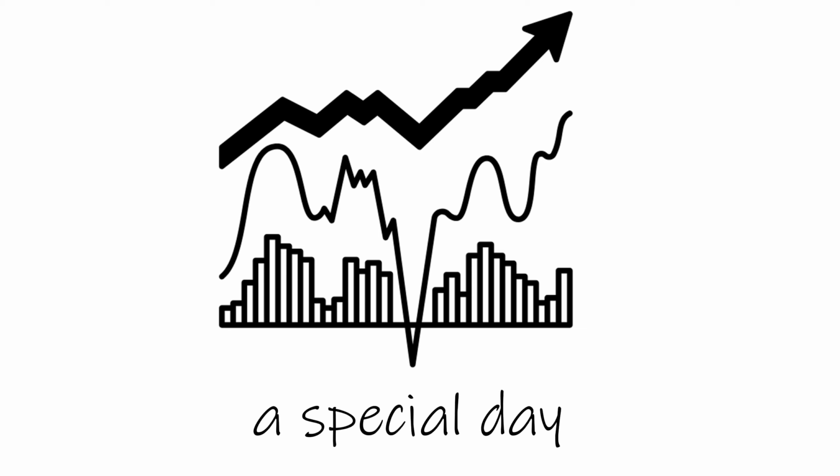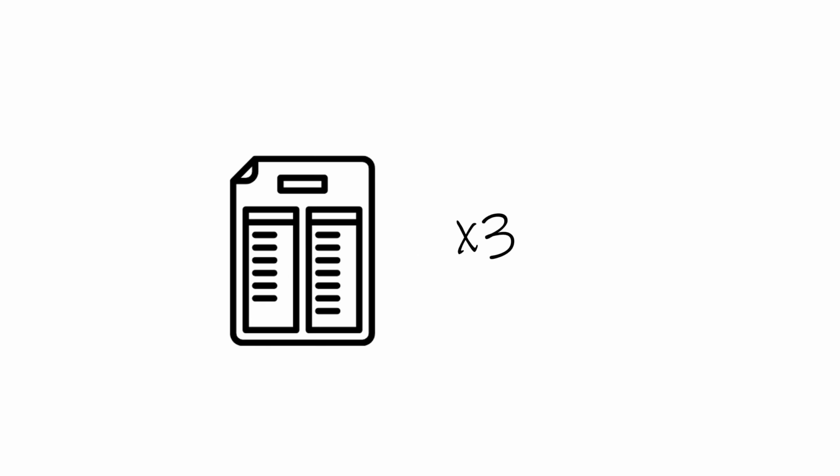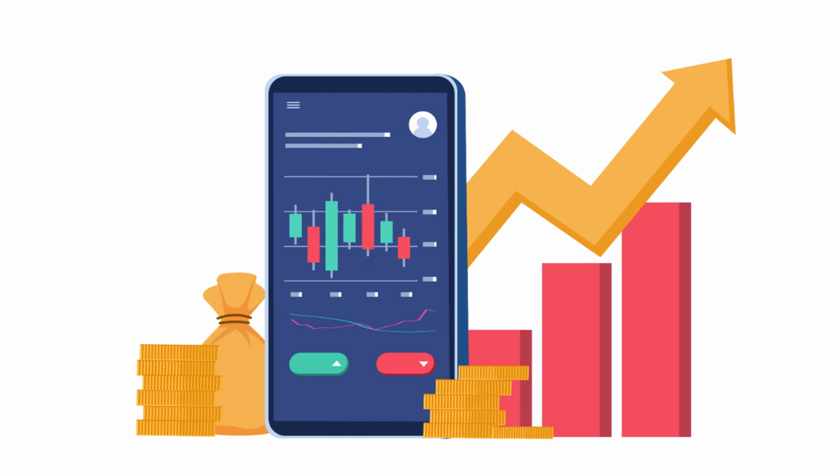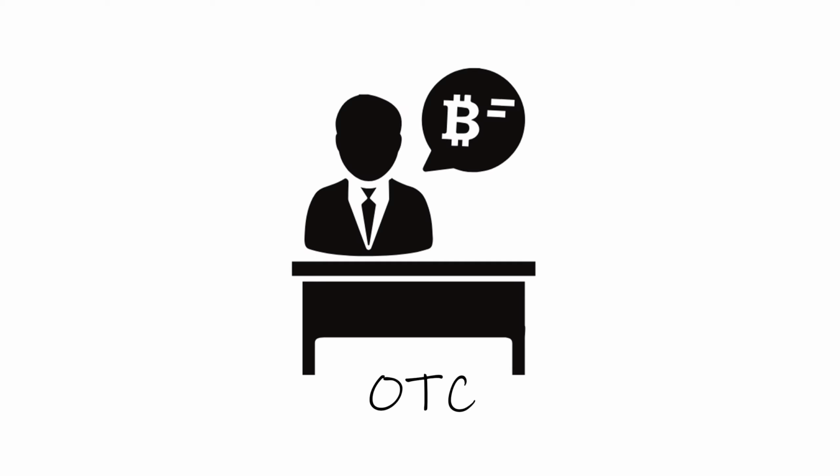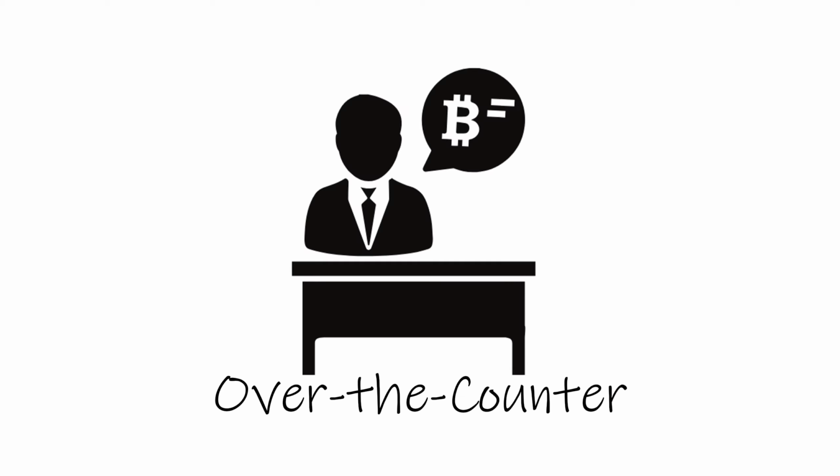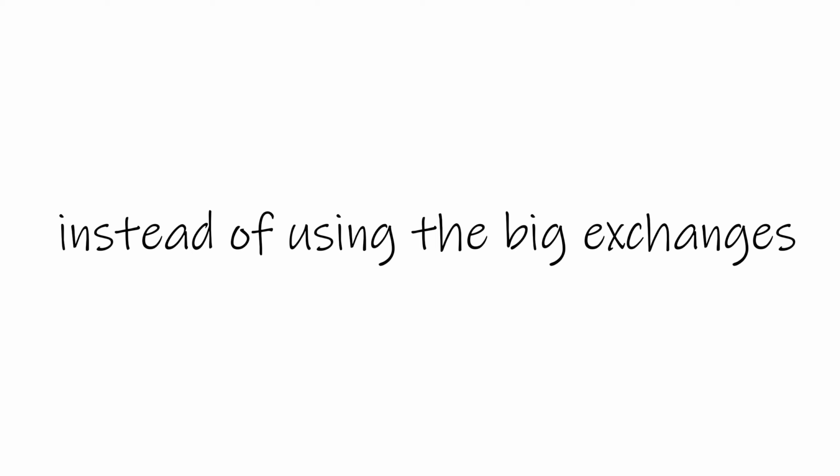Triple witching. This is a special day when 3 different types of contracts all end on the same day. It can make the stock market extra crazy that day. Green shoe option. This lets the people selling IPO shares sell extra shares if lots of people want to buy them. OTC stands for over the counter. This is when people trade stocks directly with each other instead of using the big exchanges.